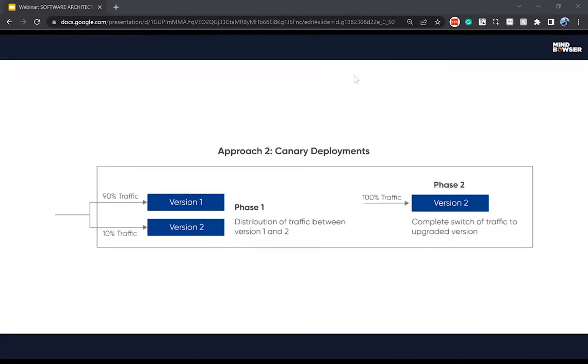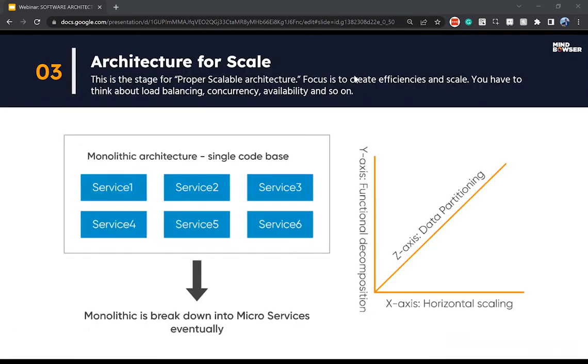As I was telling, this blue-green and canary deployment can be combined. This is where the weighted load you have shown. Correct. So this is now for the last stage, right? Yes, the last stage.